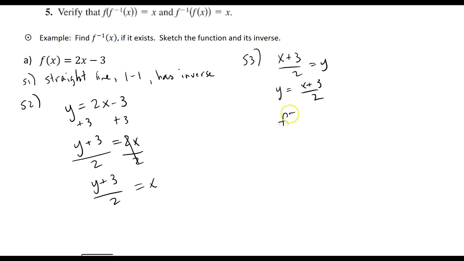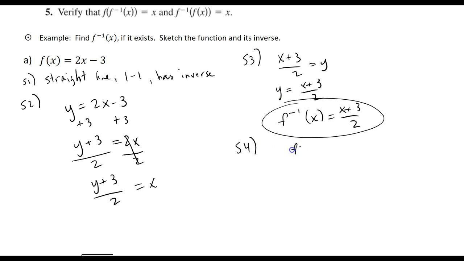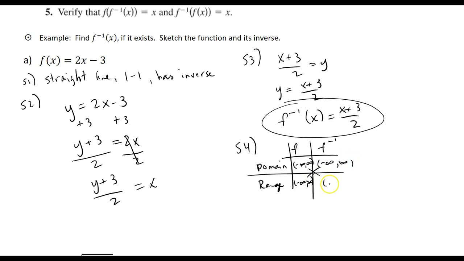And I would recall that as f inverse of x. Okay, so that's my inverse. So for step 4, we want to look at the domain and the range. f is a polynomial, it's a straight line, so its domain and its range are -infinity to infinity. So if you were to swap those two, the domain and the range here are both -infinity to infinity as well.